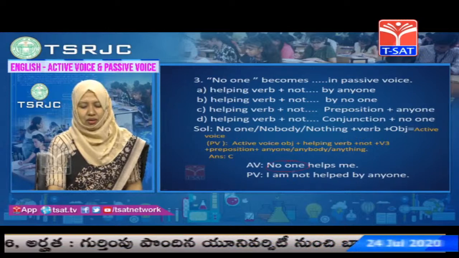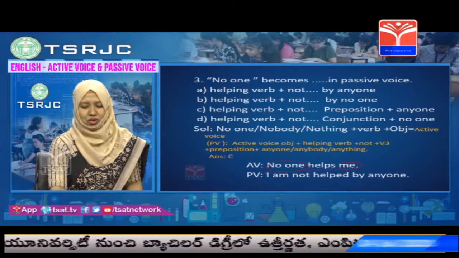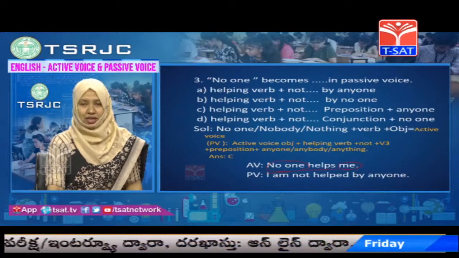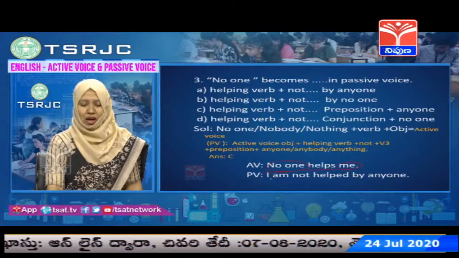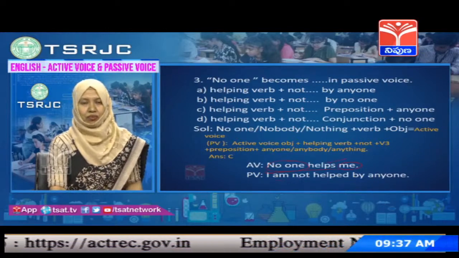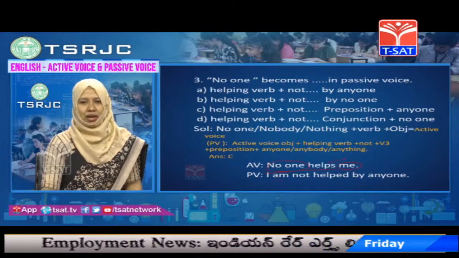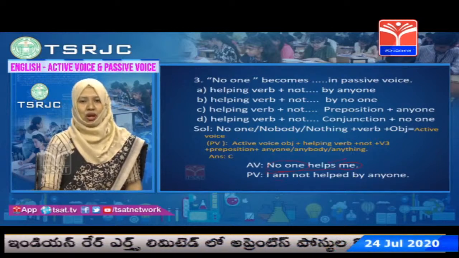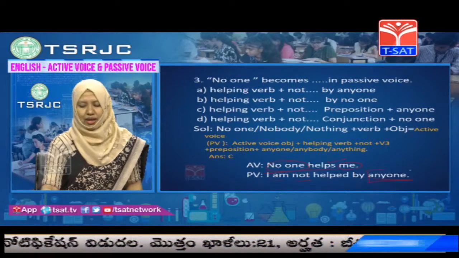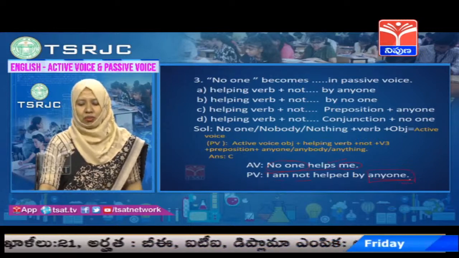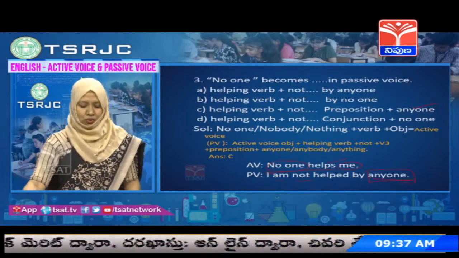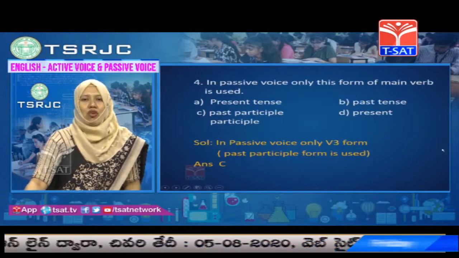Here me is the object, and this is changing to I. The object of the active voice will change into subject, the pronoun me is changed to I am. Here simple present tense is used. So, I am, you have to use not whenever no one, nobody, nothing is there. You have to use not in the sentence. I am not helped by anyone. So the correct answer, what should be used? It should be anyone. So option C is the correct option. In passive voice, only this form of main verb is used.